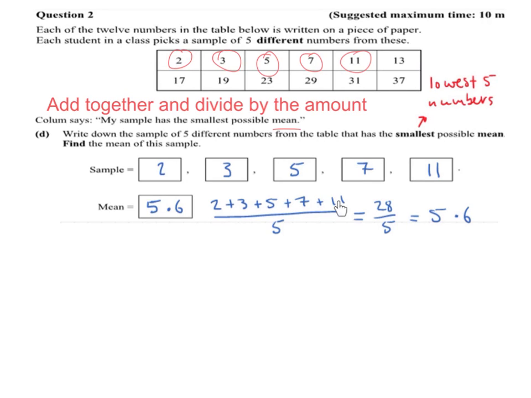So when we add these numbers up, 2 plus 3 plus 5 plus 7 plus 11, we get 28. And 28 divided by 5 is 5.6. So the mean is 5.6.